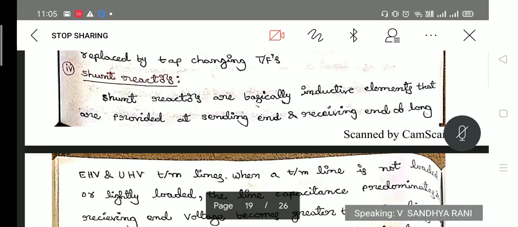Good morning, all of you. Today we discuss methods of voltage control. Fourth method. We have 8 methods, no? In that fourth method is shunt reactors. The shunt reactors are basically inductive elements. We can use these inductive elements at either the sending end or receiving end in UHV or EHV transmission lines, extra high voltage or ultra high voltage transmission lines.